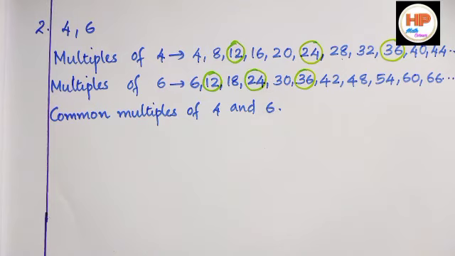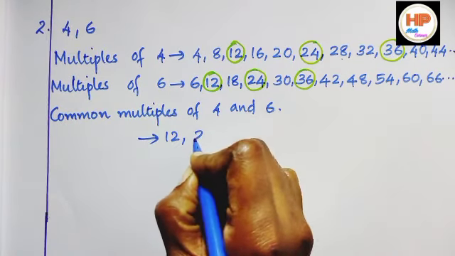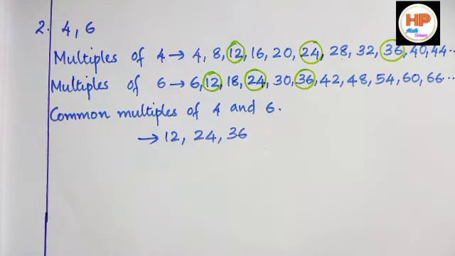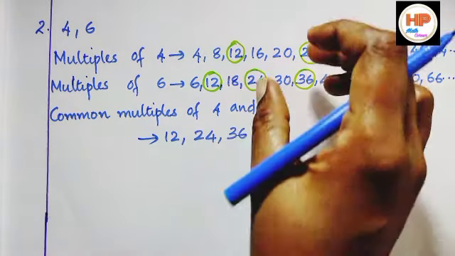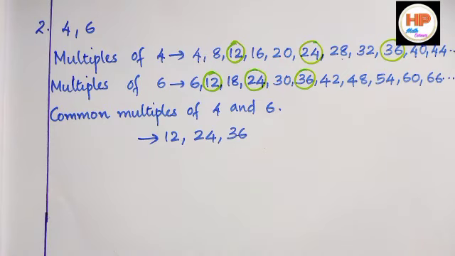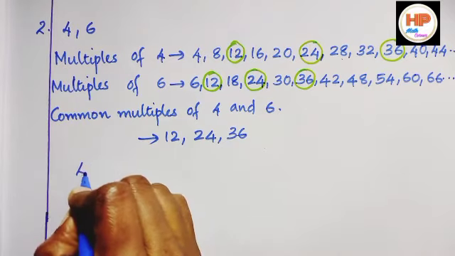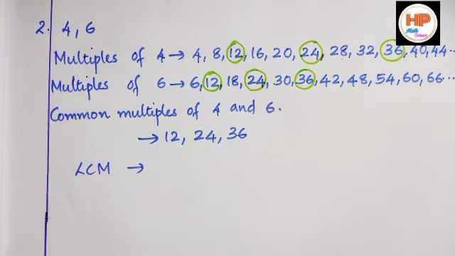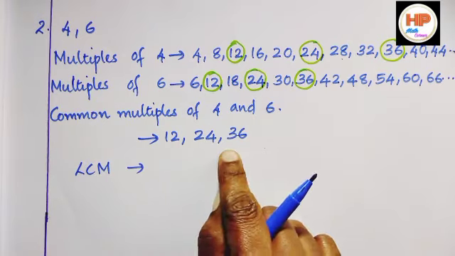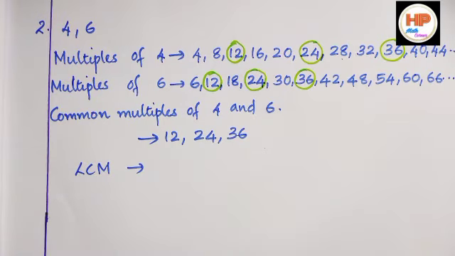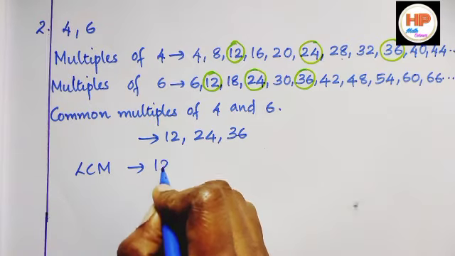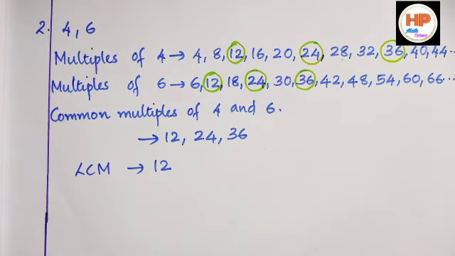From these numbers, we got some common multiples. So, which are the common multiples of 4 and 6? 12, 24, 36. Some more multiples will be there, but from this set, we got 3 numbers. Then, what is LCM? LCM is the smallest number among these common multiples. What is the smallest number here? Yes, 12. So here the LCM is 12. Okay.